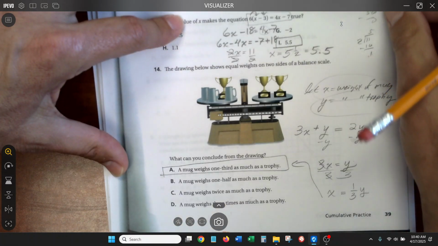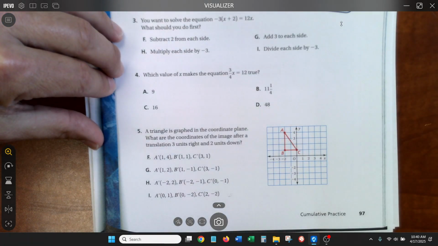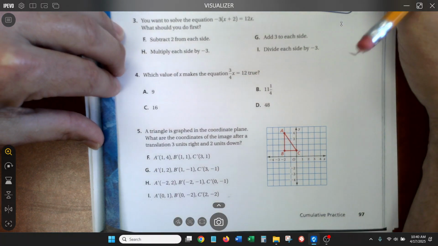Okay. Is that on screen? I hope so. I think so. Alright, that's cumulative review or practice for chapter 1.